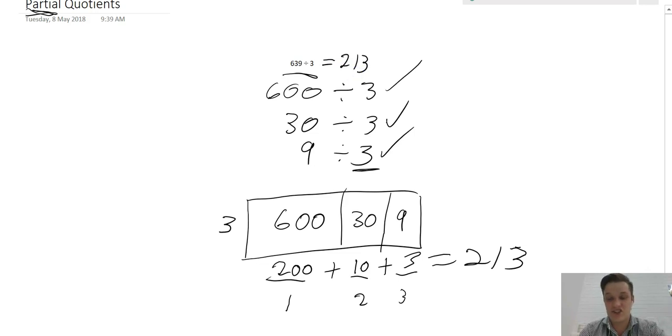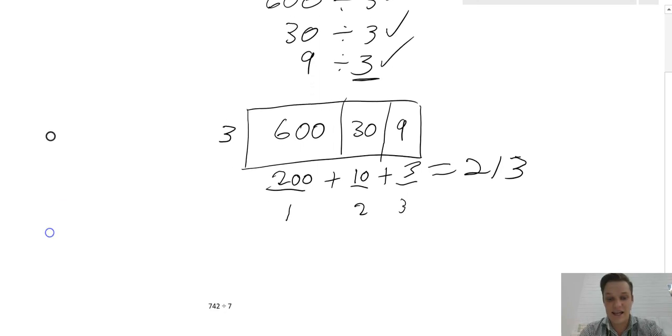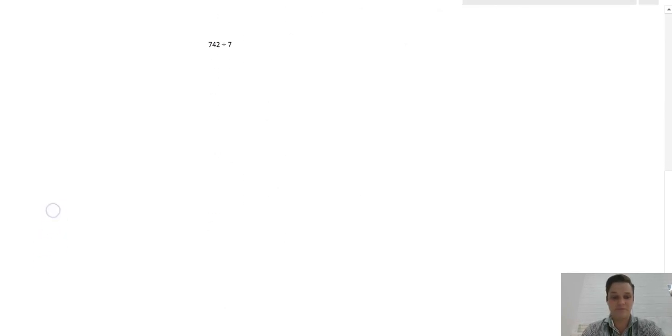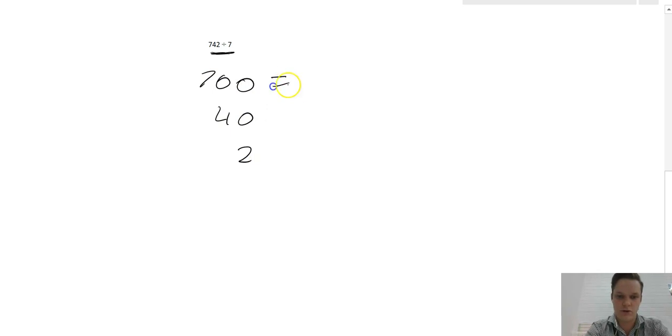Now that looks like a much simpler way to set it out than trying to figure all that stuff out. Now it can get a bit tricky when it doesn't fit into that number. So let's have a look at this one, 742. Let's break that up into our parts. We have 700, we have 40, and we have 2.